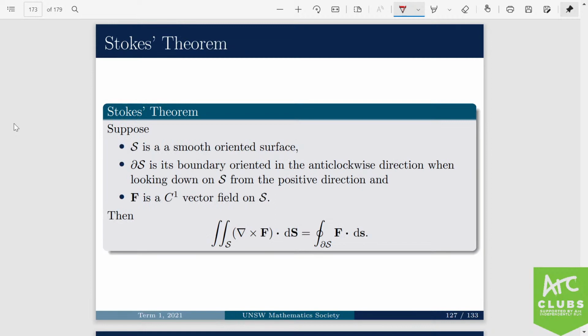Then lastly, we have two theorems. So we have Stokes' theorem and the Divergence theorem. So Stokes' theorem says that we have some conditions, and essentially we can go from this curl of f to this line integral.